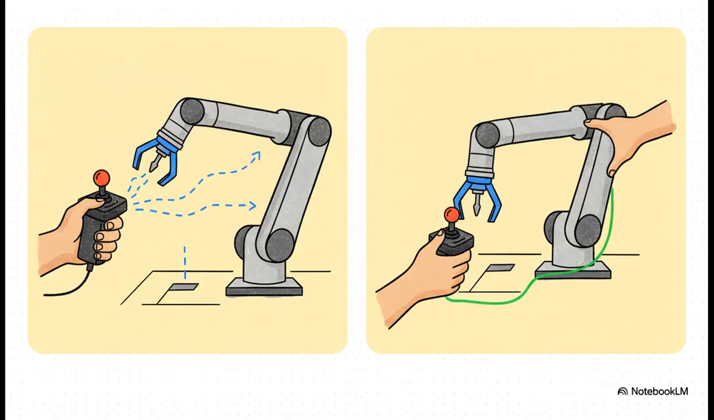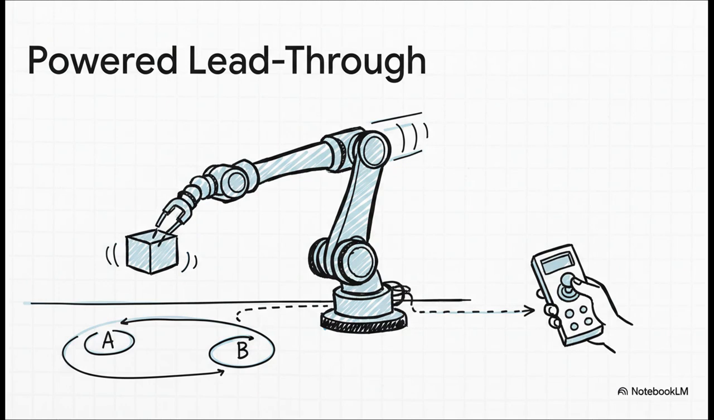These teach-by-showing methods are called lead-through programming. In powered lead-through, a programmer uses that handheld control box, the teach pendant, to drive the robot to each key point in a sequence. But with manual lead-through, it's way more hands-on. You literally grab the robot's arm and physically guide it through the exact motion you want it to do. And believe it or not, powered lead-through is the most common method you'll find in factories today.